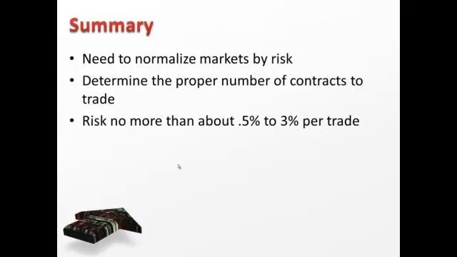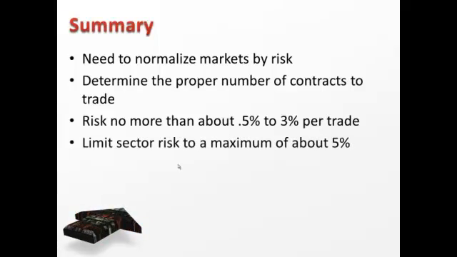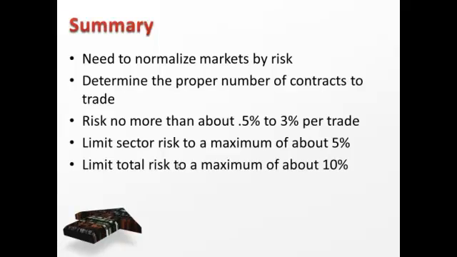Along those lines, you want to limit your sector risk. You don't want to get overly weighted in grains or energies or any given sector. You want to keep it very, very normalized and very equalized between the given sectors. So limit your risk per sector to about 5%. And then as far as your total risk or your total portfolio heat, I recommend that you keep that under about 10%. And all of these are things that you can do with the right backtesting platform.